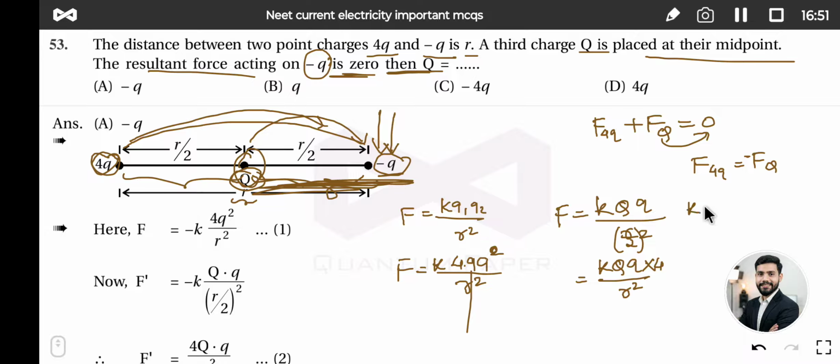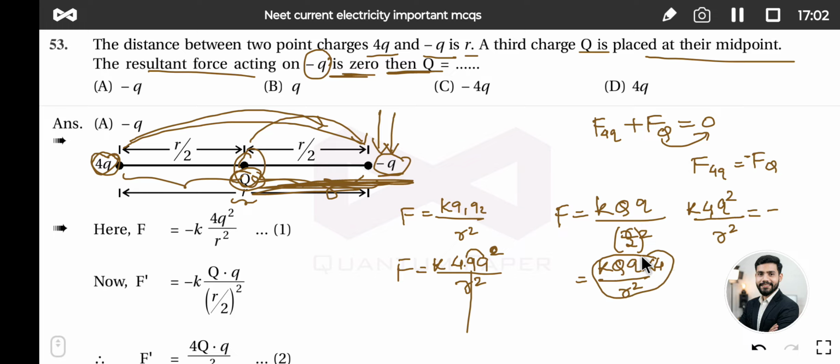So K times 4 q into q, which is q square upon r square, is equal to minus this force, that is K q small q into 4 upon r square. So r square will get cancelled, K will get cancelled, 1 q will get cancelled, and 4 and 4 will get cancelled. What remains is the minus sign and 1 q, so q is equal to minus q. So option A is the correct answer.